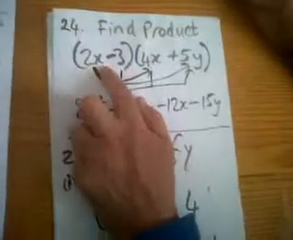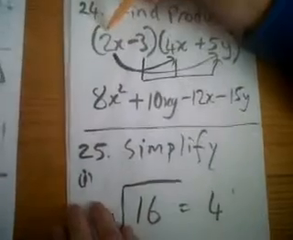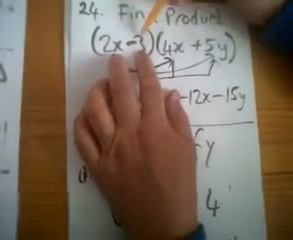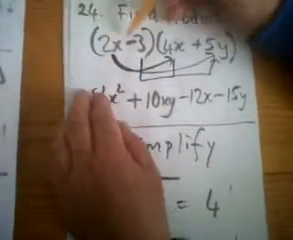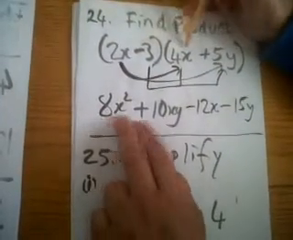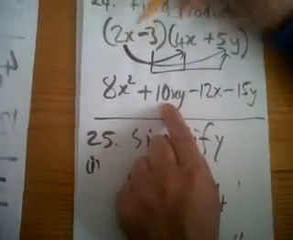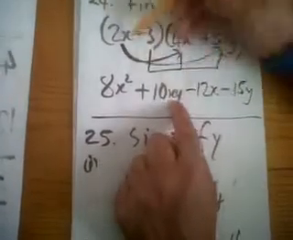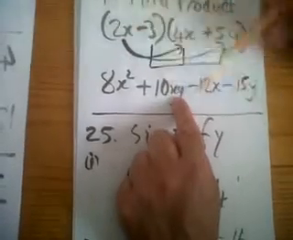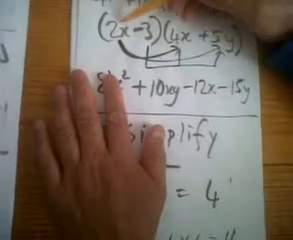Okay? 2x minus 3 times 4x plus 5y. Okay, let's see. First you multiply this with what is inside. Then you multiply that with what's inside. 2x times 4x will give you 2 times 4 equals 8. X times x will give you x squared. Next one. 2 times 5 will give you 10. X times nothing gives you x. And y times nothing will give you y. You just rewrite it again. And then, so that's one finished now. That one finished with these two.